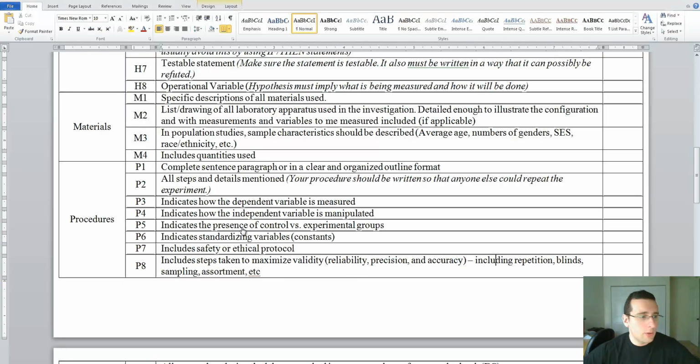So that's how you write a good procedures and materials section. And now I hope you understand that and move on from here to talk about analysis and results.